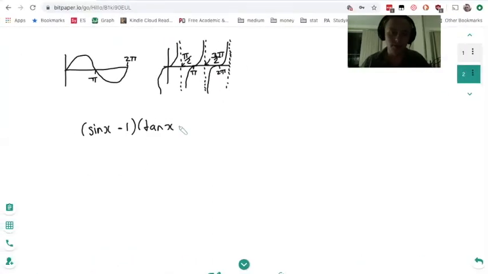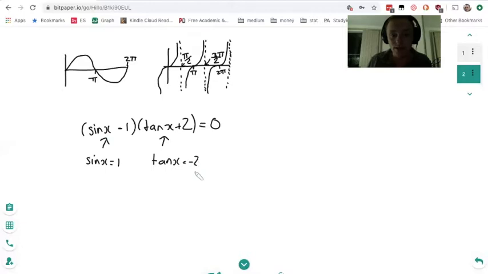plus 2 equals 0. So this is only 0 when this bracket equals 0 or this bracket equals 0. This bracket equals 0 when sine x equals 1, and this bracket is 0 when tan x equals negative 2. So let's have a look. This is 1, down here is minus 1.